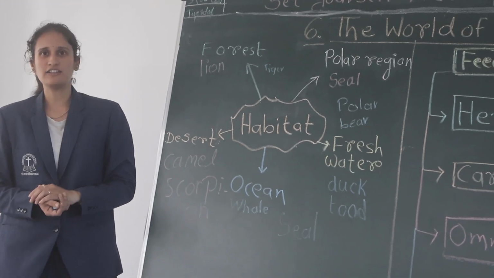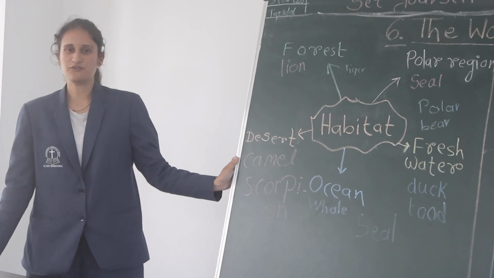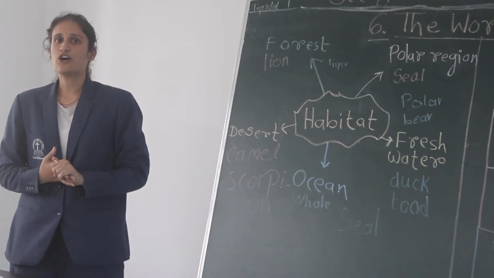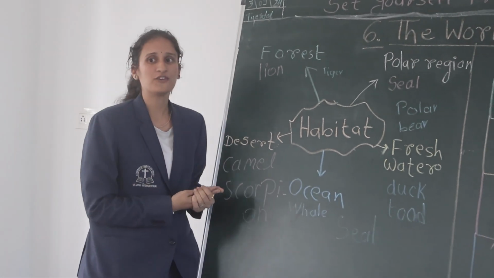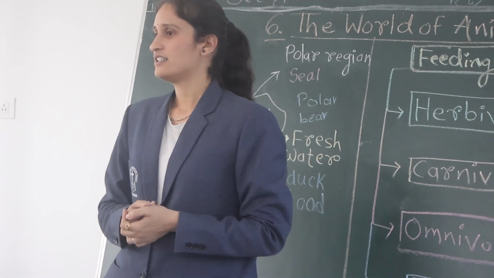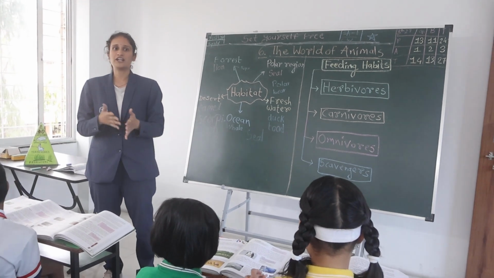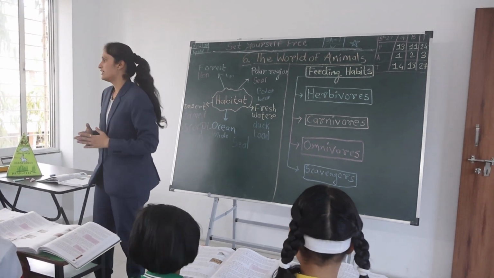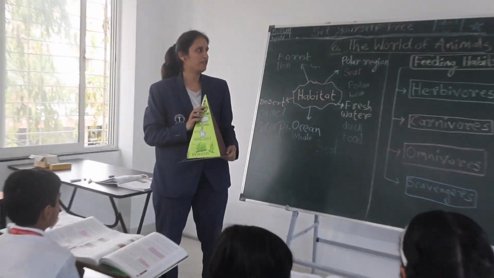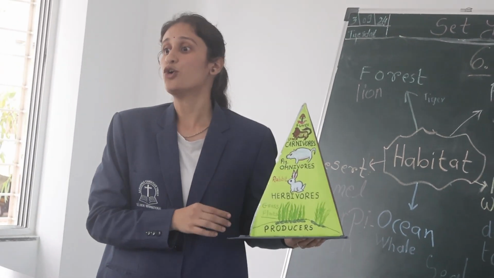Now coming to the feeding habits. Okay, so in habitat we have covered 5 main habitats: forest, desert, ocean, freshwater and polar region. Now feeding habits. Why do we require food? For growth and development we require food. So there are different feeding habits of all the animals. There are 3 main types of feeding habits: herbivores, carnivores and omnivorous.